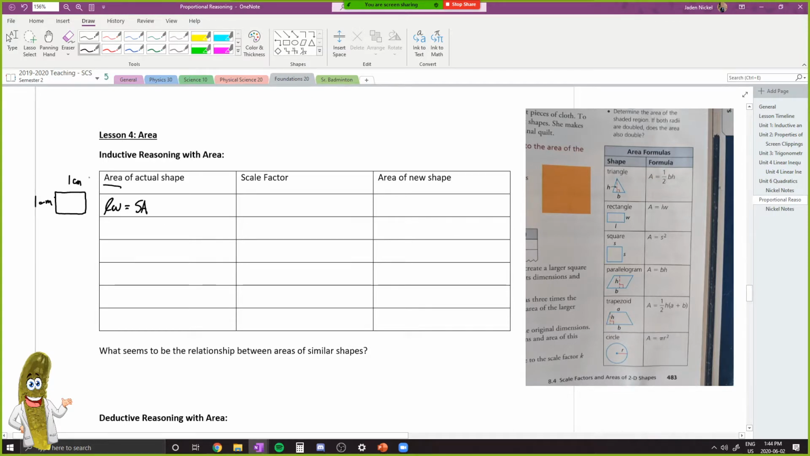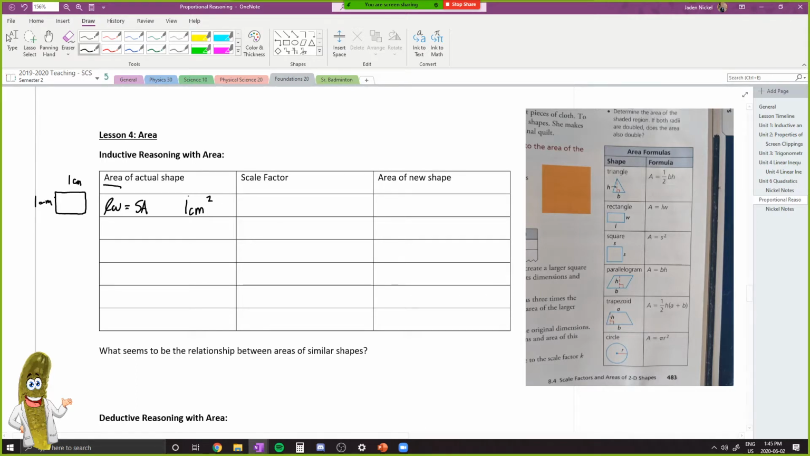So for this particular square that I've drawn here, it's 1 centimeter by 1 centimeter. In other words, 1 times 1. And that would leave us with a final solution of 1 centimeter squared. That's the actual surface area for that.